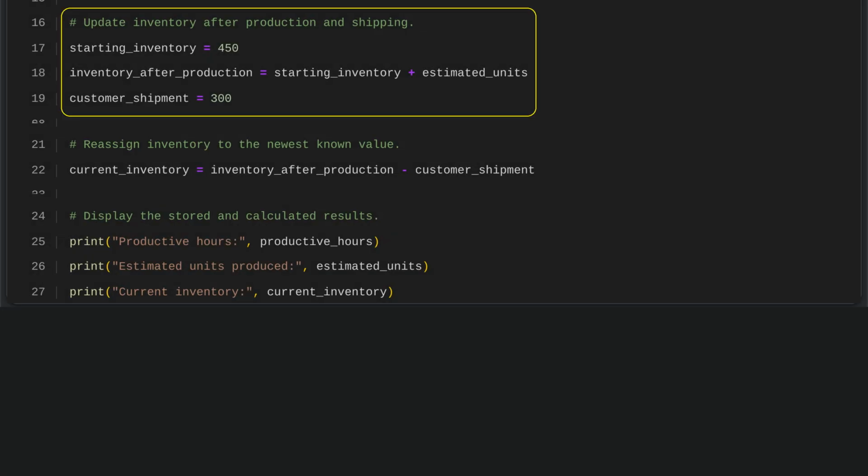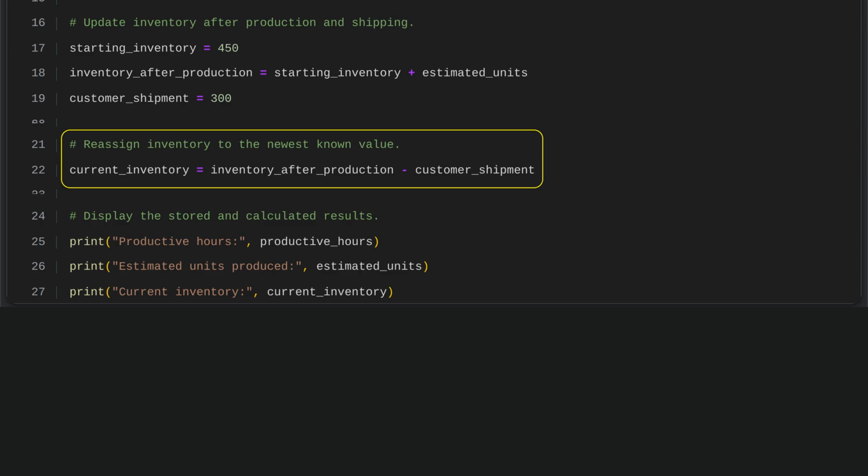Begin with an initial inventory of 450 units. Add the estimated production to find the total stock available before shipments. Then account for the 300 units that will be shipped to customers. Update the current inventory by taking the inventory after production and subtracting the units shipped to customers. This gives an accurate count after both new production and outgoing shipments are included.